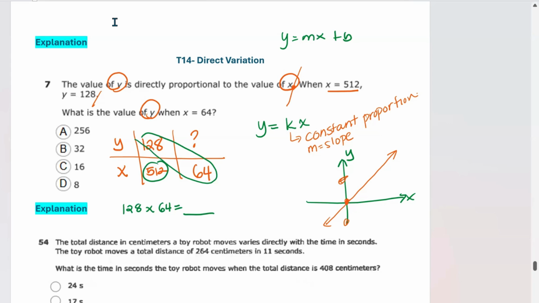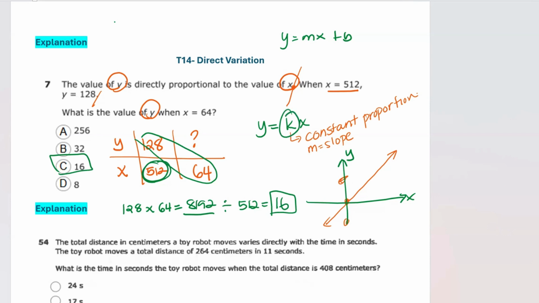Let's use the calculator. 128 times 64. So I got 8,192. Then divided by the ball here, 512, equals 16. That's my answer. Letter C. Now, in this question, they did not ask for your K.